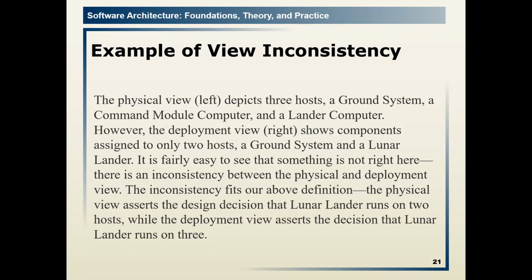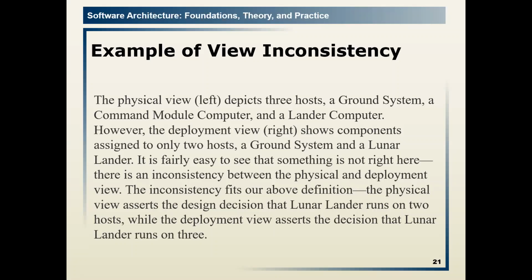There is only the ground system and a lunar lander. So there's a mismatch. We call that the inconsistency. So we have to be careful. Whatever you promise to deliver, you must deliver. Right? So it's an architectural inconsistency.